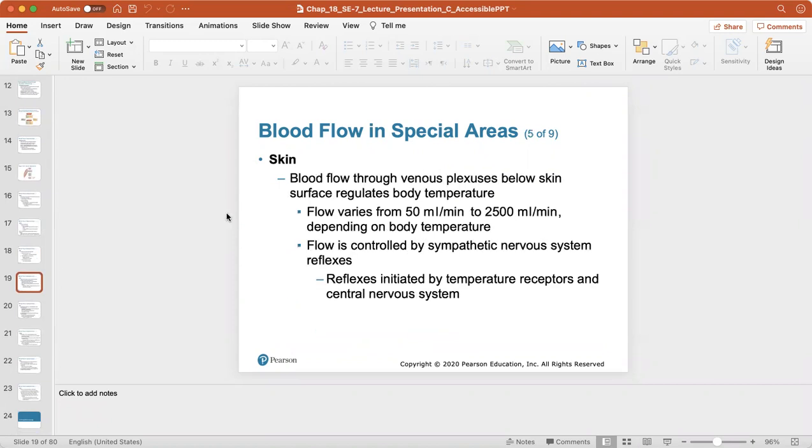In the skin, blood flow through venous plexuses below the skin surface regulates your body temperature, and the flow varies from 50 milliliters per minute to 2,500 milliliters per minute, depending on the body temperature. And the flow is controlled by the sympathetic nervous system reflexes, and these reflexes are initiated by temperature receptors and the central nervous system.